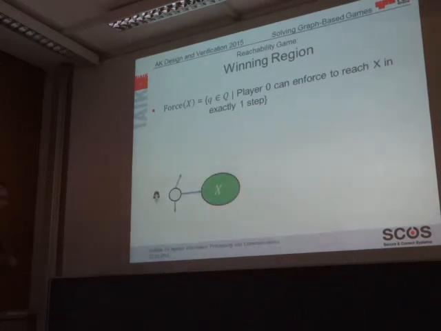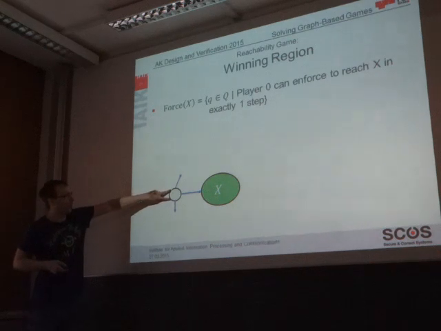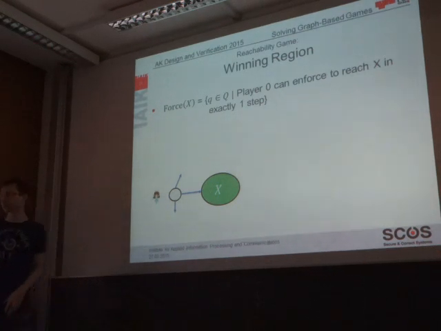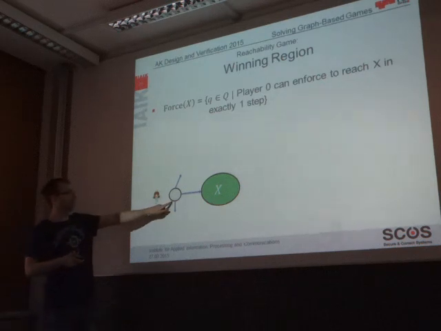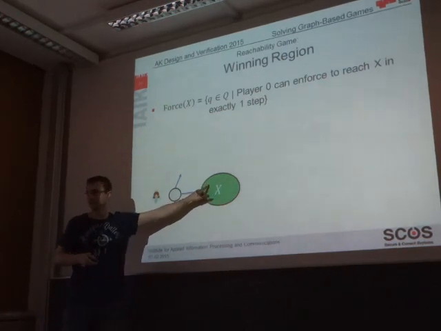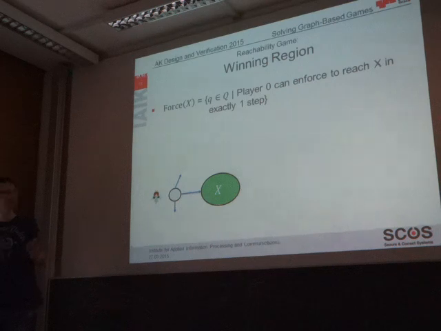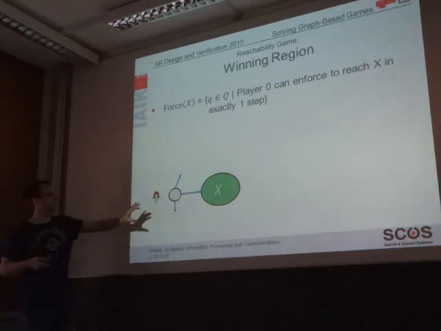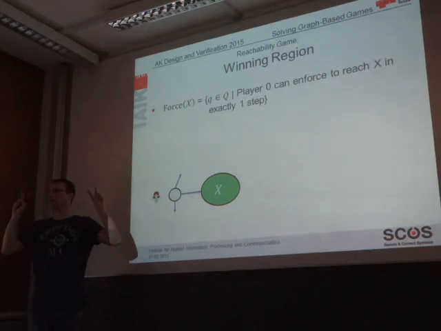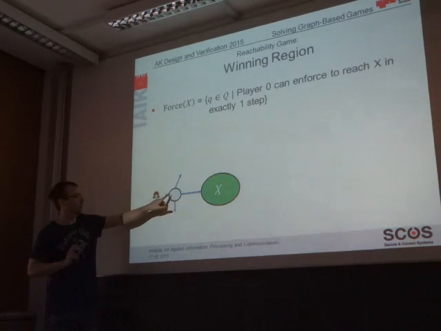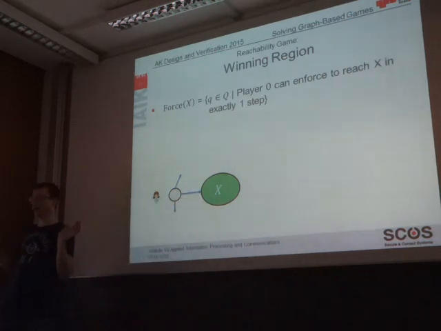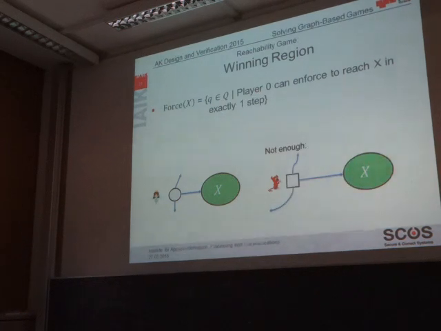Let me illustrate this graphically. Basically, we have to distinguish two cases, which we already did in our example, right? Whenever we have a circle state, then it's sufficient if there exists one edge that leads to this target region x. If there is at least one of these edges, then this means that this state is part of force of x, because we can ensure from here that we reach x in the next step just by picking this edge.